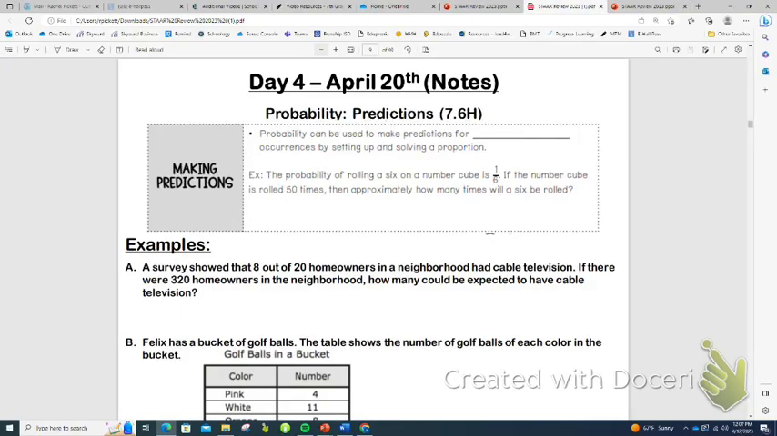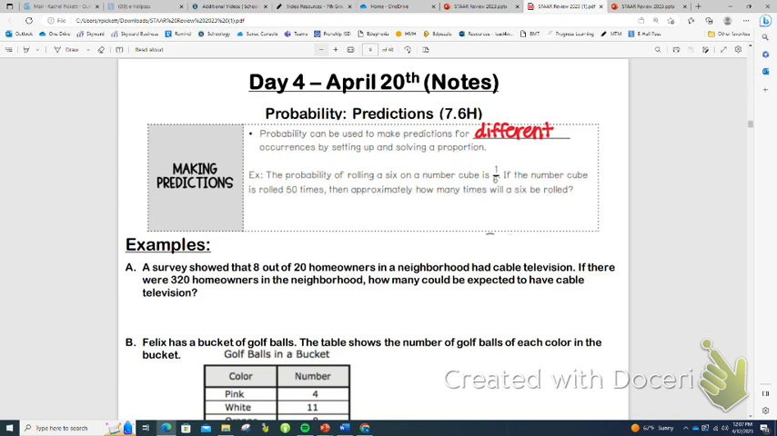Today is day 4 of STAAR review, and we are going to be reviewing how to make predictions from probability. Probability can be used to make predictions for different occurrences by setting up and solving a proportion. So again, today we're continuing to use proportions to solve different types of problems.